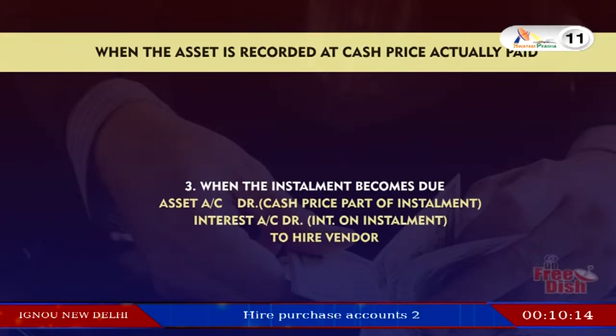The second entry is when the installment becomes due. It's very simple: asset account debit, interest account debit to hire vendor. The asset account will be debited with the cash price amount of the installment, and the interest account will be debited with the interest on the installment, that is the amount of interest on the annual installment.